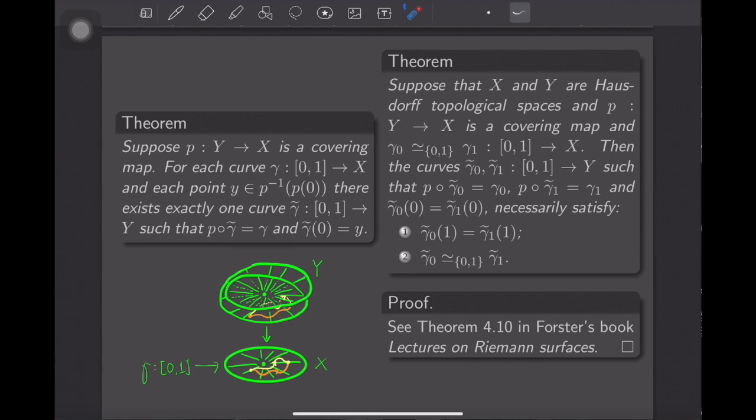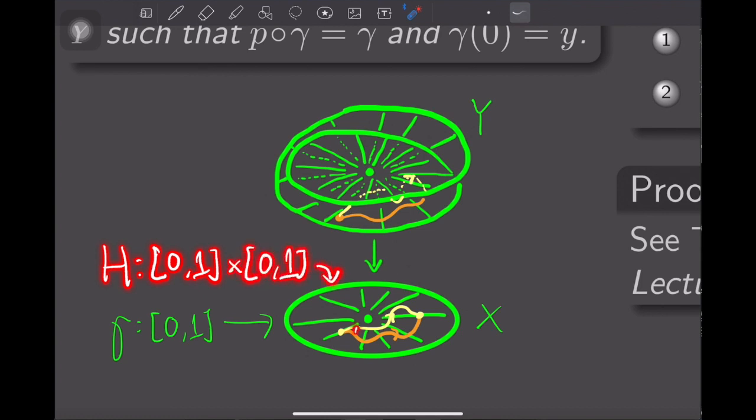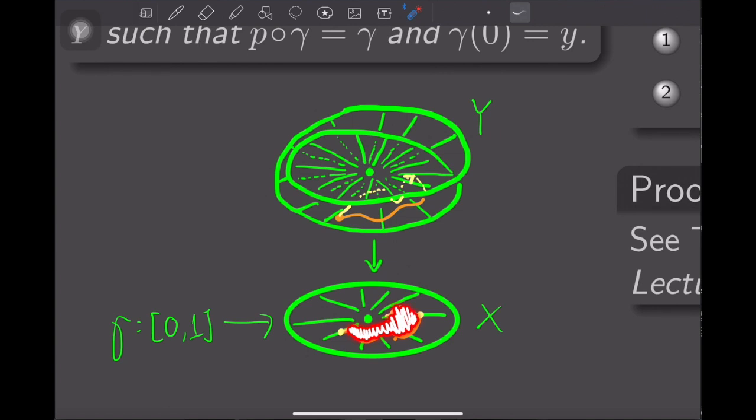Okay. And the proof is, you see, kind of similar but harder. Now if I have a homotopy, so somehow now I would have an H from [0,1] cross [0,1] to my space, right? And then somehow the image looks like something like a sort of solid here. I mean, that somehow it fills space, right? That it fills X somehow.